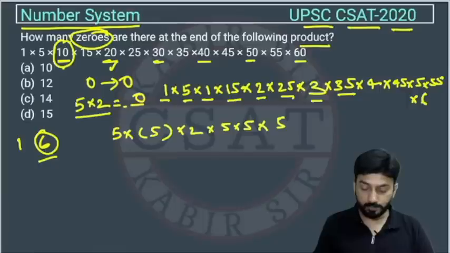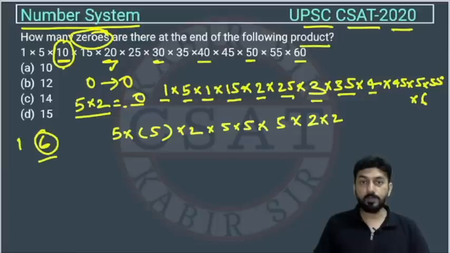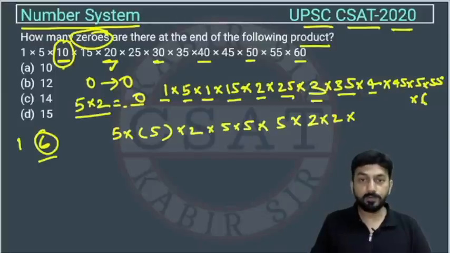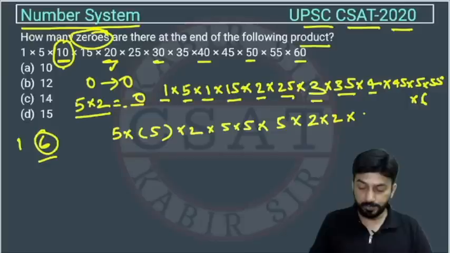Now 4 is 2 into 2, right? So we are concentrating only on 2 and 5, right? What will 45 be? 5 into 3 into 3, that is 5 into 9. So 3 we will leave. So we will take only 5. Then 5. 55 will be 11 into 5.